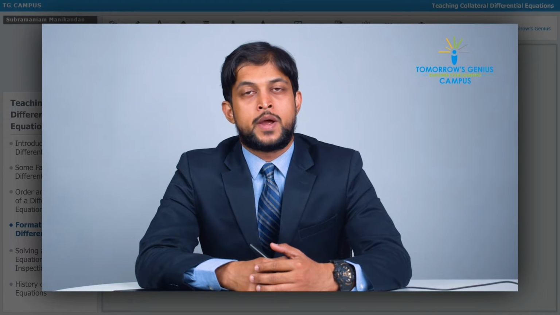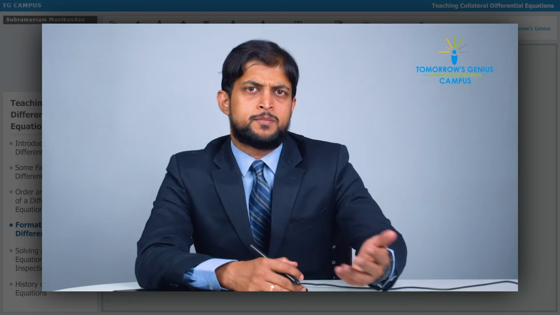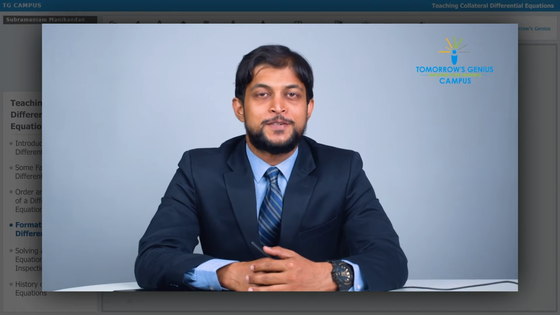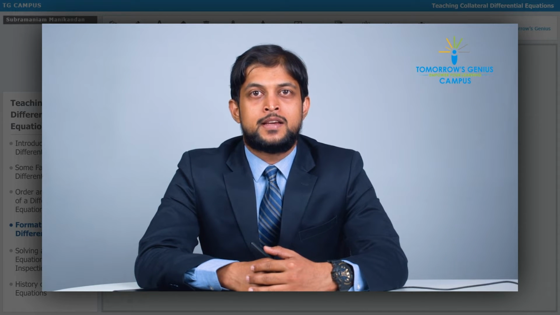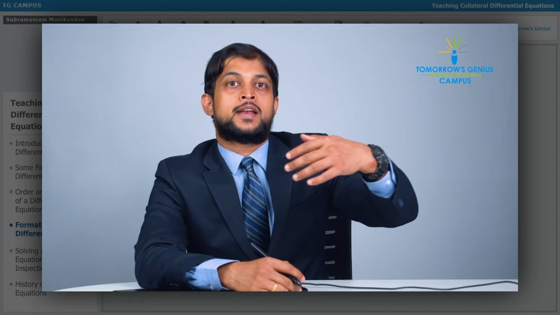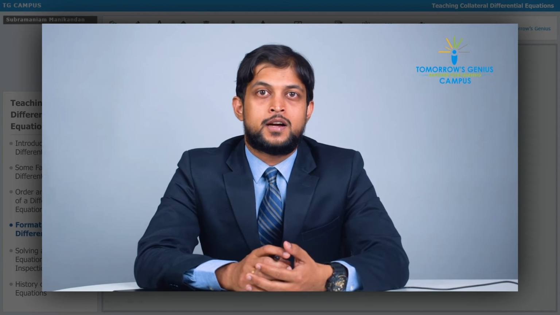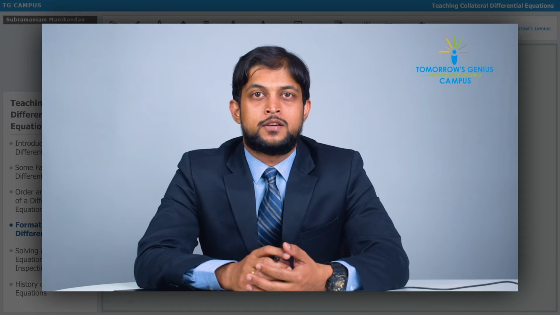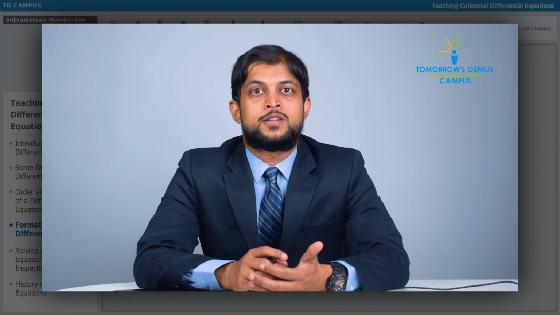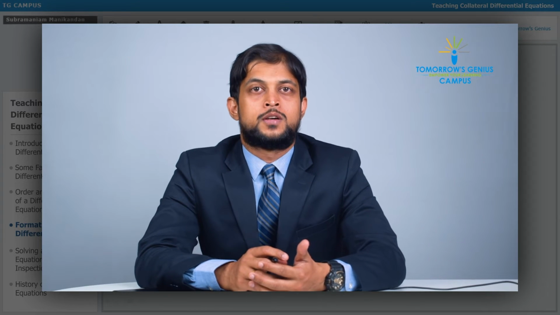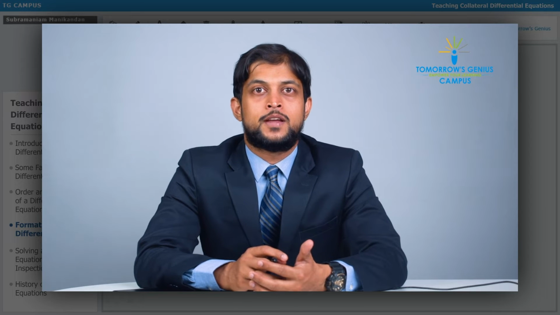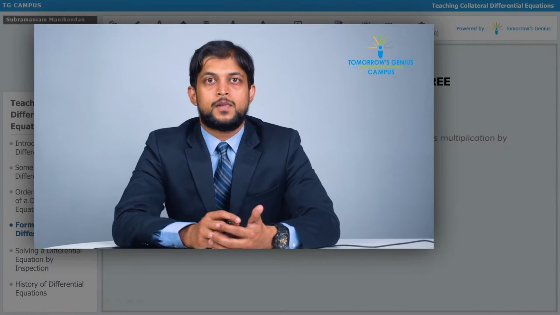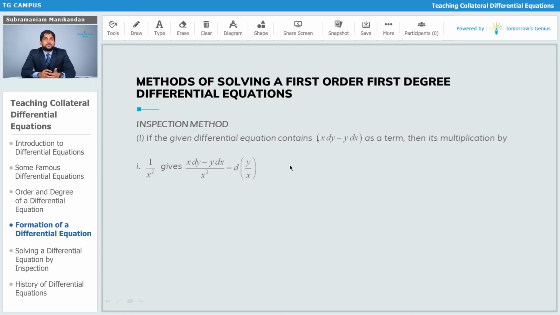So let us begin with one of the first and most primitive methods of solving a differential equation, which generally is used when you are at an advanced stage of understanding differentiation. Let's take a look at the first of these visual inspection methods. So this is called the inspection method of solving differential equations. Inspection method. Methods of solving a first order, first degree differential equation.